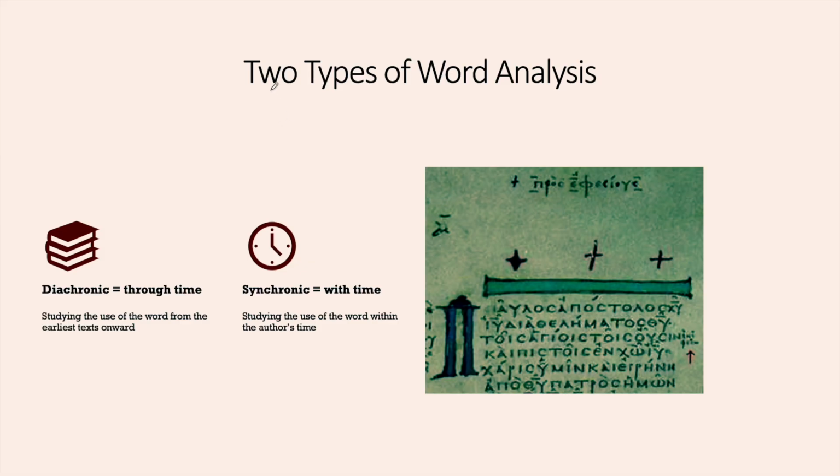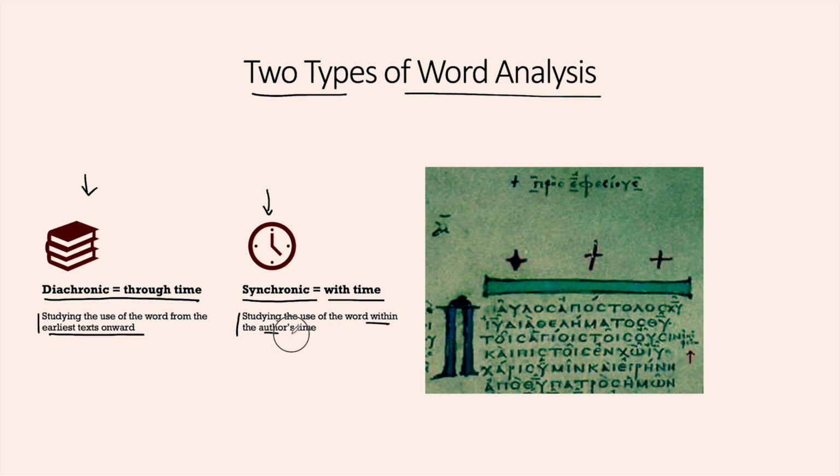But before we get there, I want to talk about two types of word analysis. Diachronic is through time. So this is where someone studies the use of a word from its earliest occurrences, earlier passages onward. And another way to look at a word is synchronic, and that is within its time. So studying the use of the word within the author's time. So you'll see your word study resources employ both these methods.